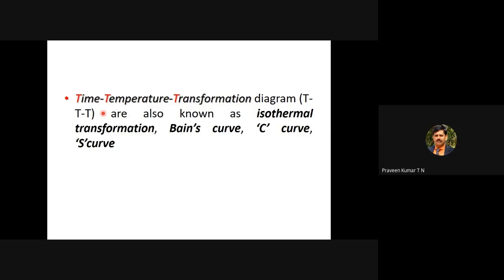This complete transformation takes place at constant temperature, so it is referred to as an isothermal transformation. It is also referred to as Bain's curve, because one of the scientists who developed this TTT diagram was Bain. It is also referred to as a C curve or S curve because the shape of the curve almost resembles a C curve.